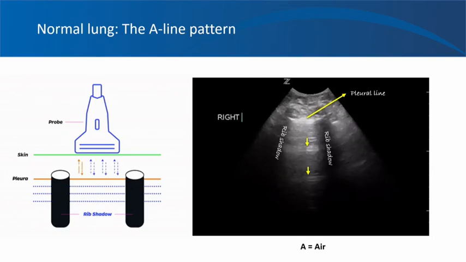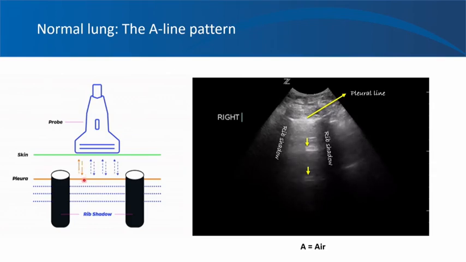How are these A lines formed? Essentially A lines are reverberation artifacts. When the ultrasound probe transmits waves and listens back to the echoes, here this is the pleural line, and the pleural line is adjacent to air, so air is a strong reflector of the sound waves. Some of the waves go back to the probe and back to the machine for analysis, and that's represented as the real pleural line.